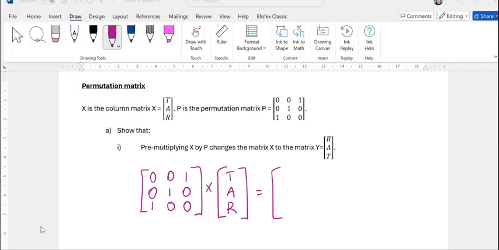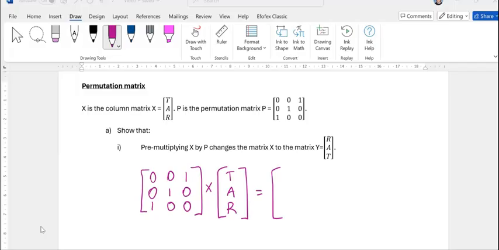The usual use of a permutation matrix in general maths is to rearrange the order of elements in a particular matrix by multiplying by that P matrix. If you see matrix X, there is a column matrix with 3 elements inside and the letters in the order T, A, R. If we pre-multiply that matrix X by matrix P, you'll hopefully see, from what we already know from learning matrix multiplication, how that permutation matrix manages to do that.